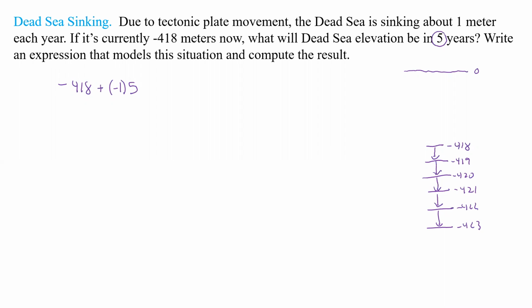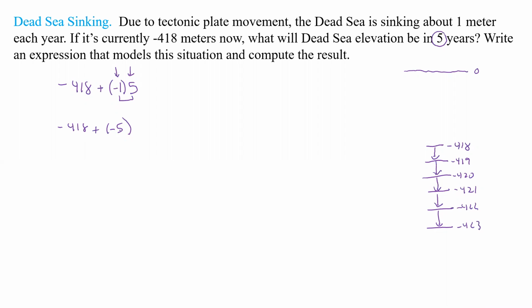So this is our expression that models the situation. This is how much we sink each year. This is the number of years. If we multiply those together, that's going to give us a number that we can add to this. Well, let's first do this product. So negative 418 and then plus, well, here we have a negative 1 times 5. 5 times 1 is 5, and then we just have to put that negative on it.